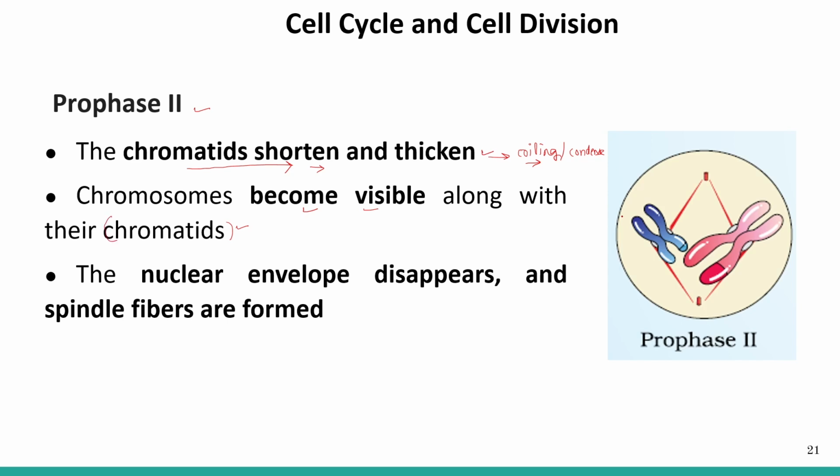You can see here in this figure, we have chromatids. This one is one chromatid and this is another chromatid. Both of them are sister chromatids. Now what happens here? The nuclear envelope and the nucleolus again disappear, and we can see the formation of the spindle fibers. So this is what is happening during prophase 2 of meiosis 2.